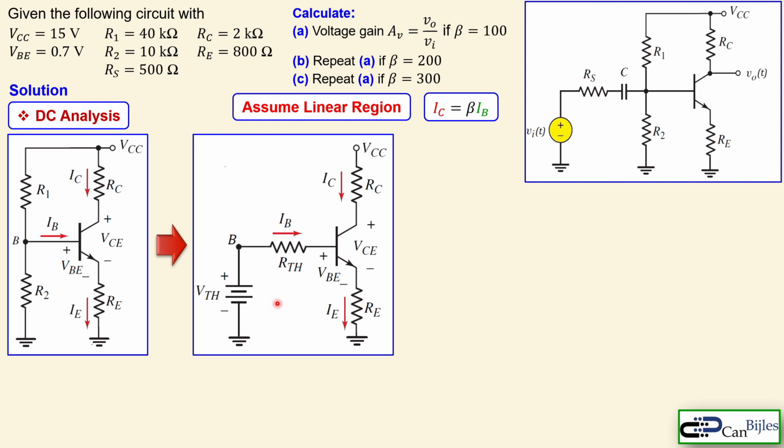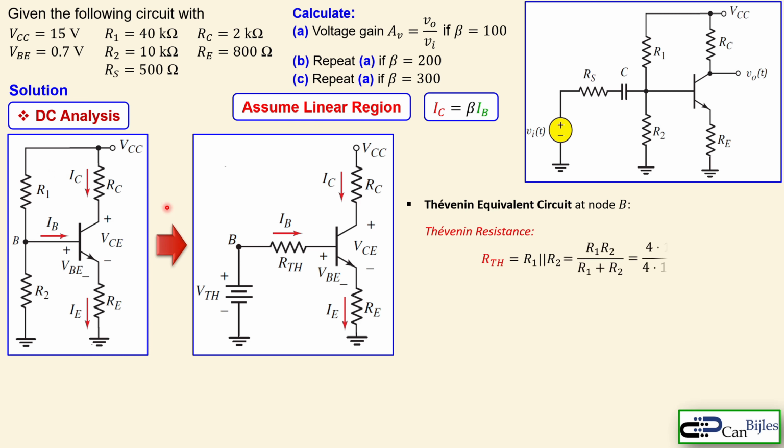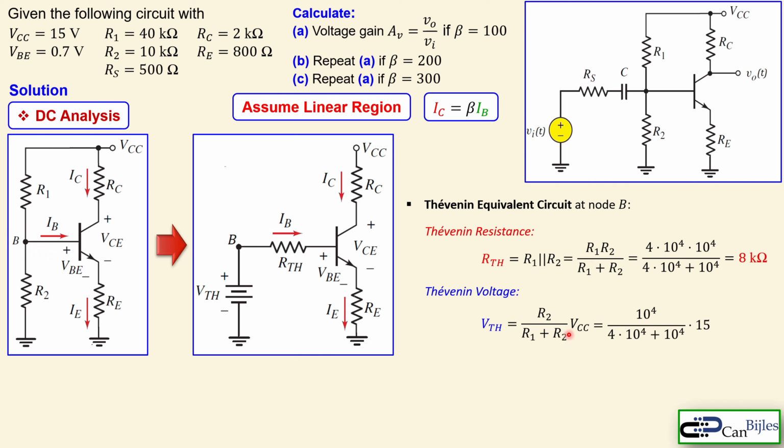So how to determine that? For that we go to the Thevenin equivalent circuit at node B, which is the same node here. The Thevenin resistance is just the parallel combination of R1 and R2 looking back into the base. That is R1 in parallel with R2, and if you do the math here you will get 8 kilo ohms for RTH. Now VTH, the Thevenin voltage, is the voltage divider looking at node B, R2 over R1 plus R2 times VCC. If you do the math you will get 3 volts.